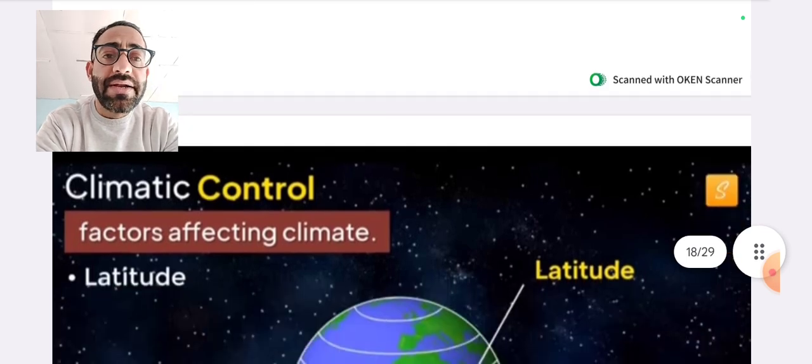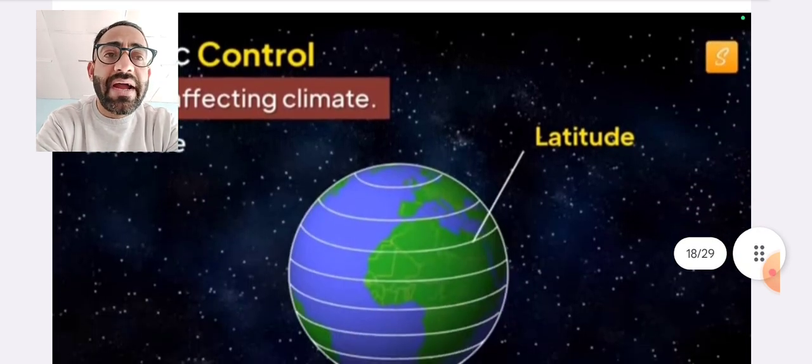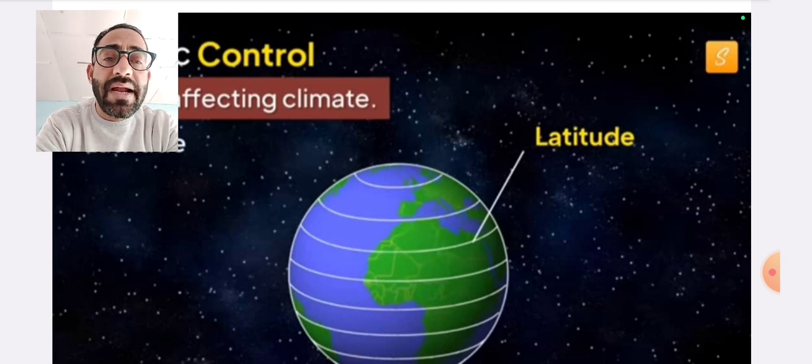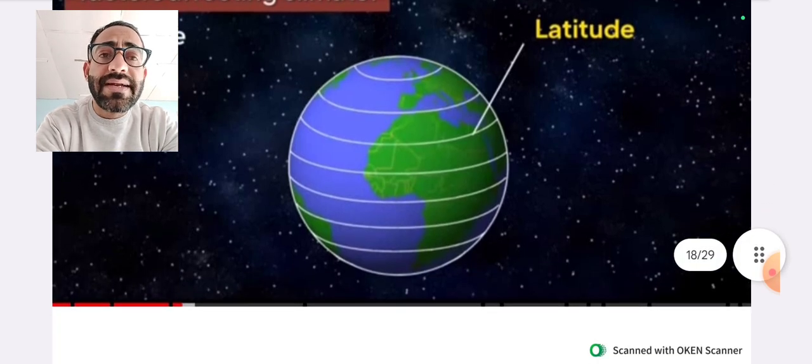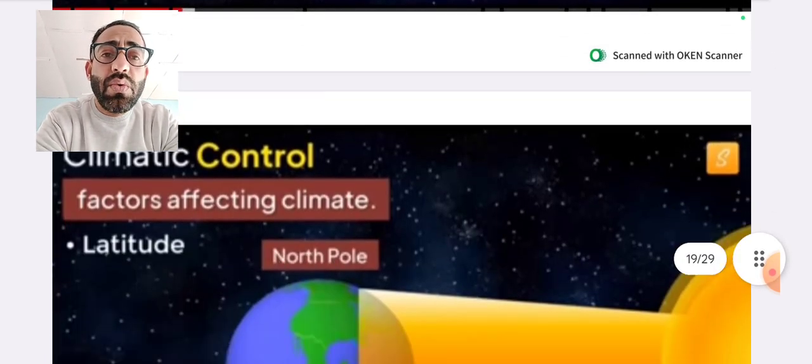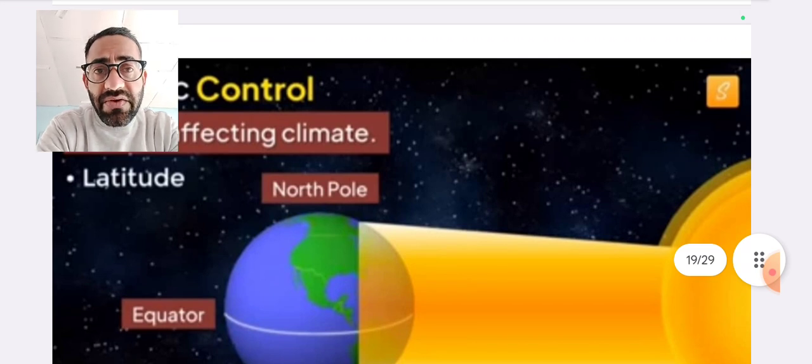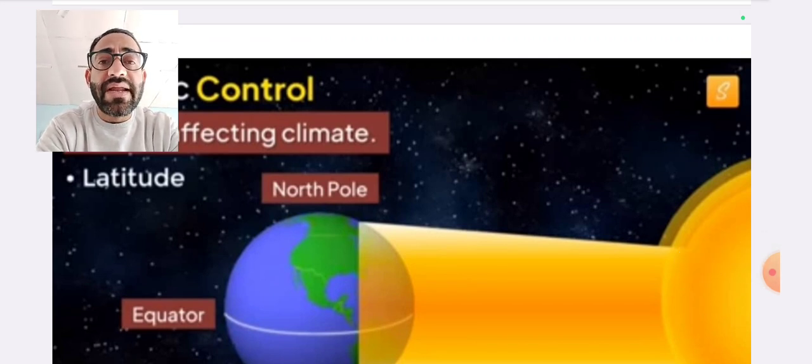First of all, latitude. Look at the slide. This is our globe. The lines drawn on a map are called latitudes, or parallels of latitude, because they run parallel to one another. These are horizontal lines. One of the most important latitudes is the equator, 0 degree.